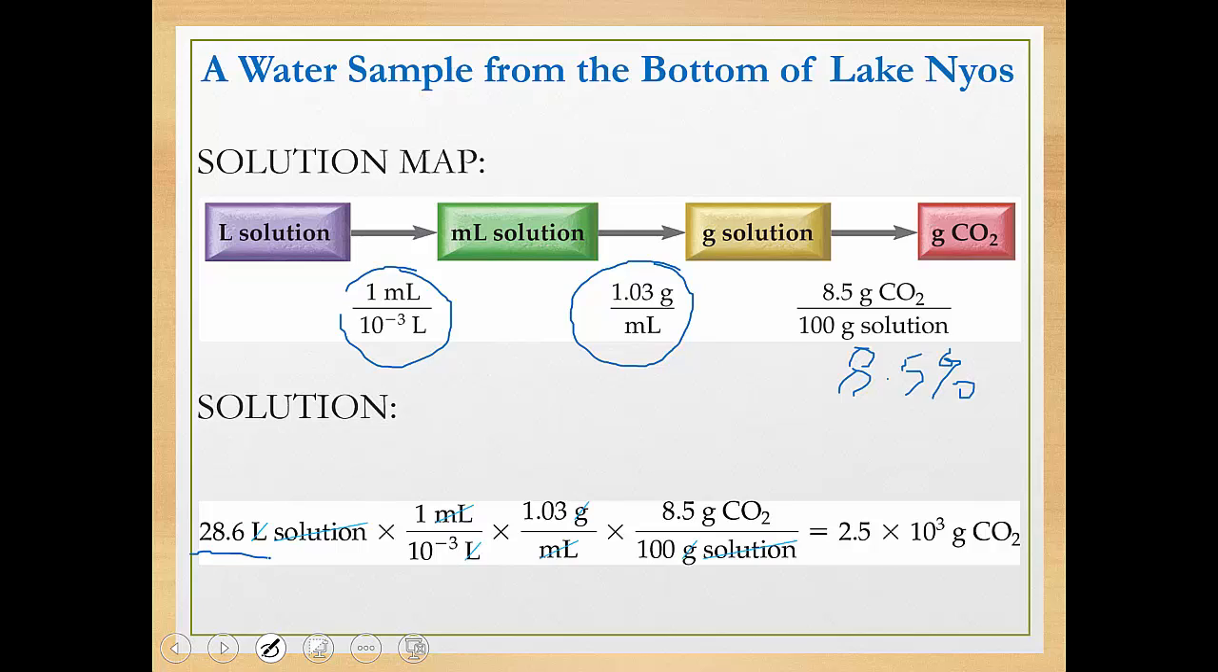There's the 28.6 liters that I started with. I convert to milliliters right here. Then I convert to grams right here. And then I go from grams of lake water solution to grams of CO2. And I find that I will have 2,500 grams of CO2 in that 28.6 liters of lake water.